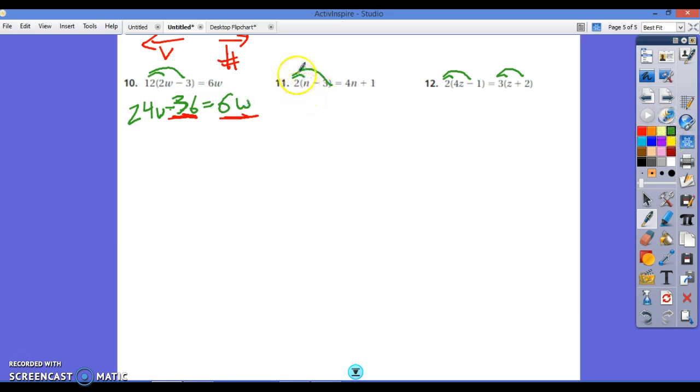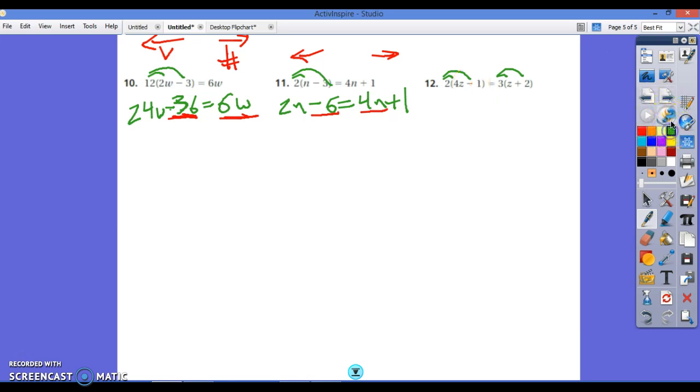Let's take a look at number 11. Distribute. Again, 2n minus 2 times negative 3 is going to give you negative 6. That's going to equal 4n plus 1. Again, the same type of question as the previous one. You want all of your numbers on the right-hand side, all of your variables on the left-hand side. Think about how you're going to cancel out this negative 6. Think about how you're going to cancel out this 4n on the right-hand side. And then you're solving for what 1n is equal to.